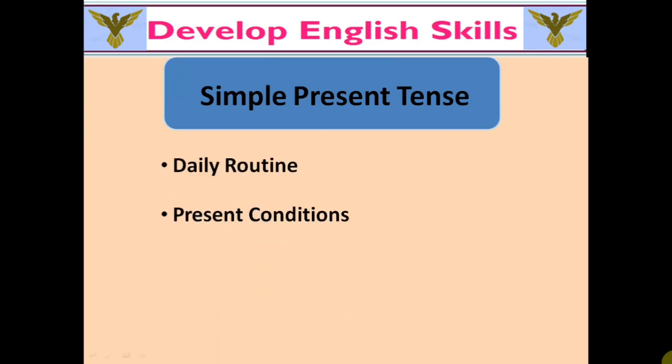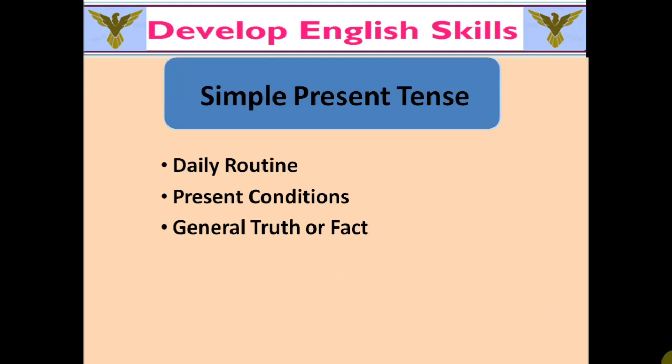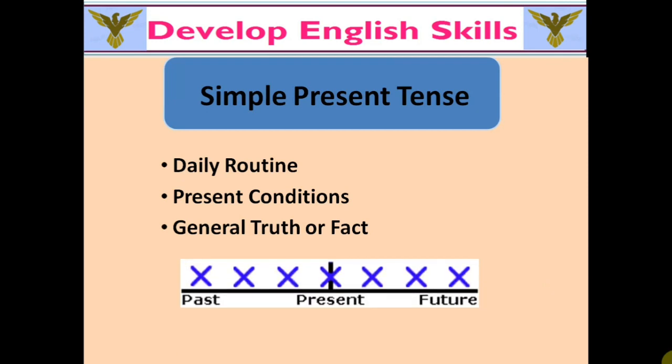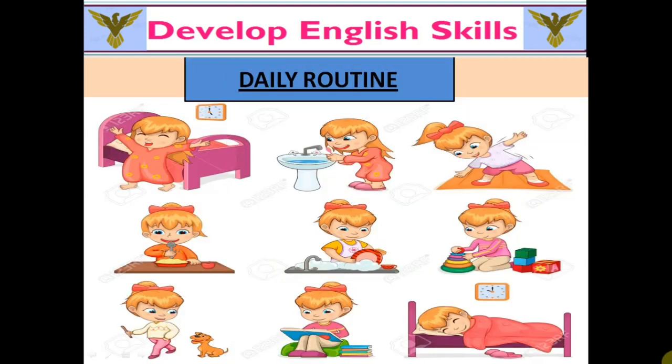When we talk about daily routine, present conditions and general truth or fact, there we make use of simple present tense form of a verb in a sentence. Now look at these pictures. Here you will find different actions. And all these actions we do every day. So this is a daily routine.